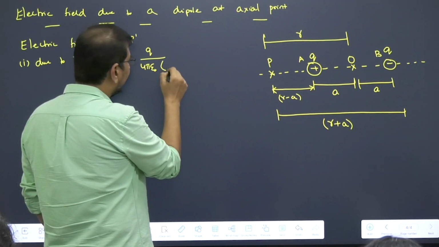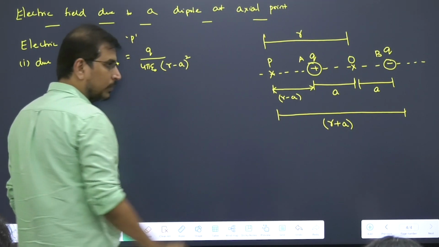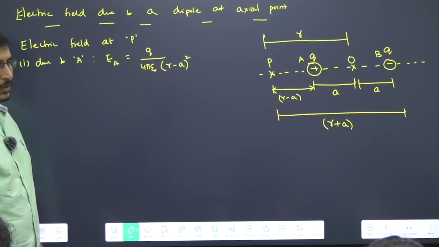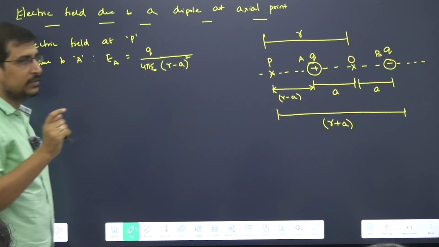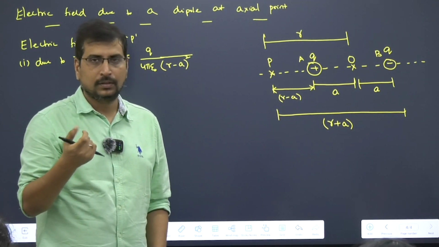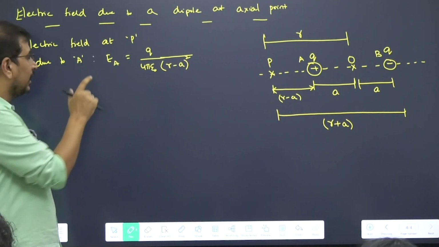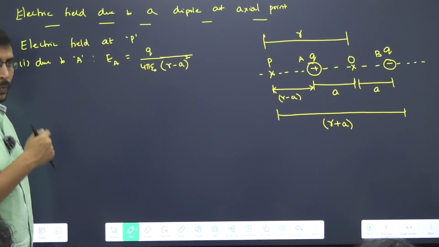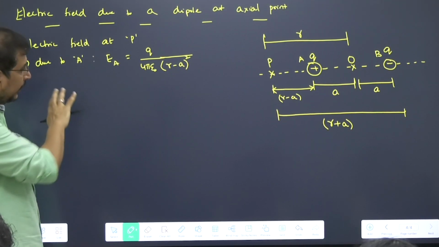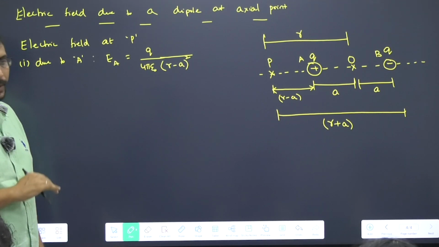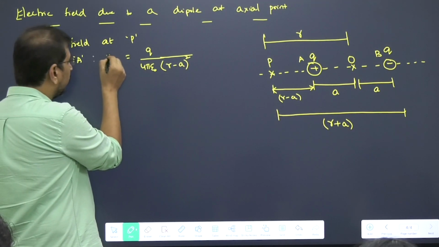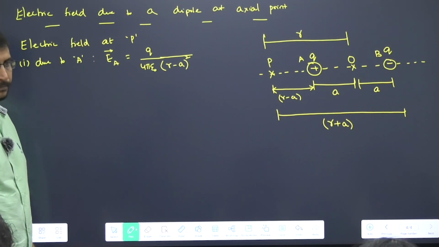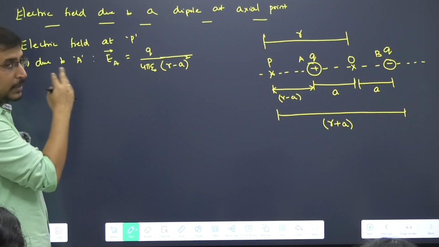R minus A the whole square, right? So the next thing is, whenever you're dealing in physics, you need to see whether the quantity is a scalar or a vector. Here I'm dealing with electric field. Electric field is a vector quantity. So for this, I first wrote the magnitude. Now what I'm going to do is assign a direction to it. So for that, I'll put a bar on top of it. Right. Now I'll call it EA vector.